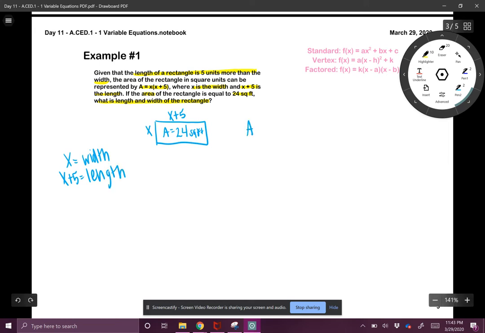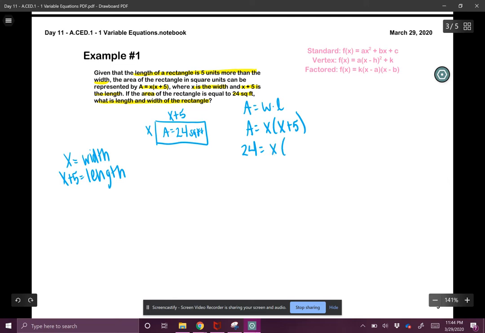We already know that the area is x times x plus 5 from what they gave us, but see how that matches up to the width times the length, which is the formula to figure out the area of a rectangle. Let's fill in our area now. We know that our area is 24 square feet, so we now have this as our equation. Let me rewrite that.